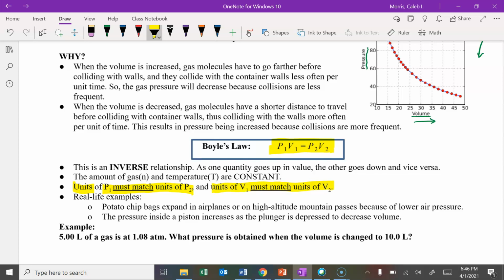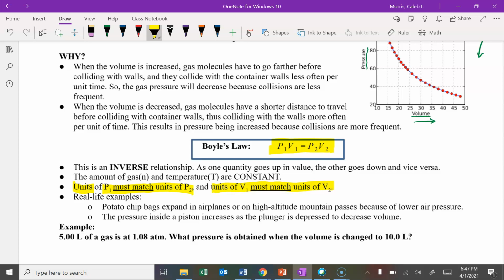We've got a couple examples here that you may be familiar with. If you've ever gone on a drive in the mountains, or if you've ever gone up in an airplane and you had potato chips with you, the bag expands because at higher altitudes, the air pressure is lower. So if you decrease the pressure, the volume will increase.